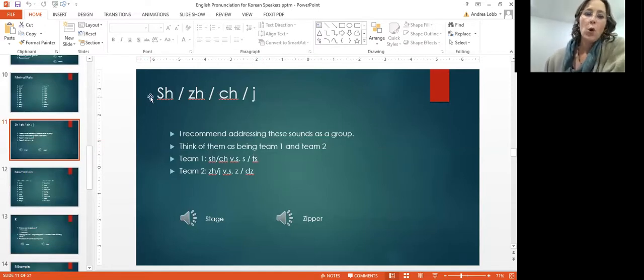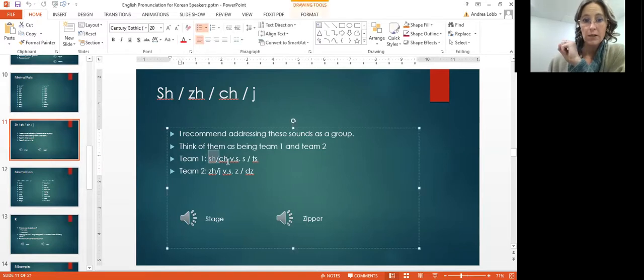Okay. This group of sounds does not occur in the Korean phonetic inventory. So these are going to be a little bit more of a problem for Korean speakers of English. I recommend thinking about these as a group of sounds. Tackle them all together. Let's think about them as teams. Team one and team two.